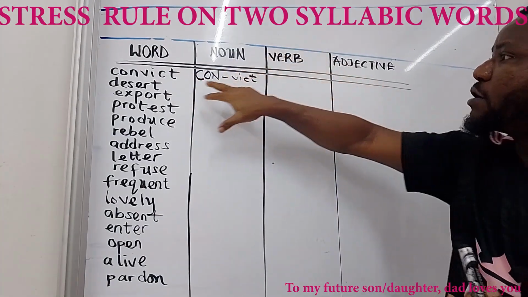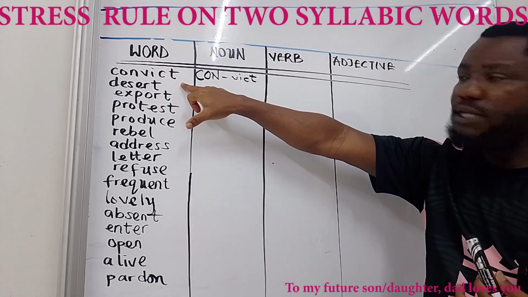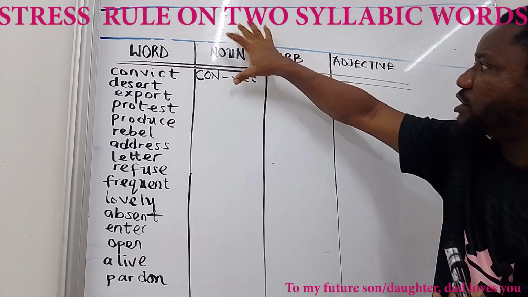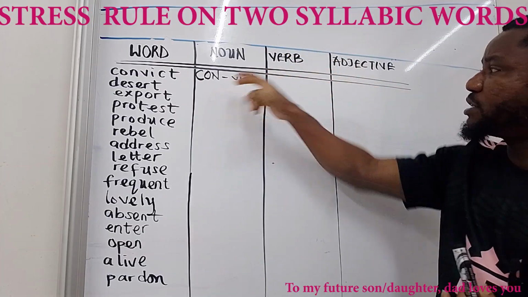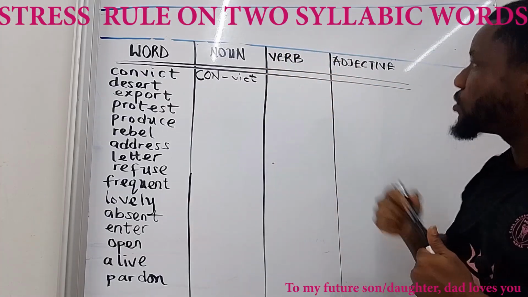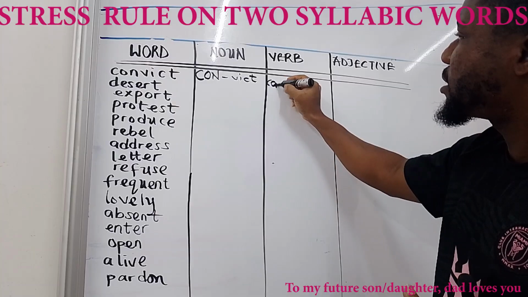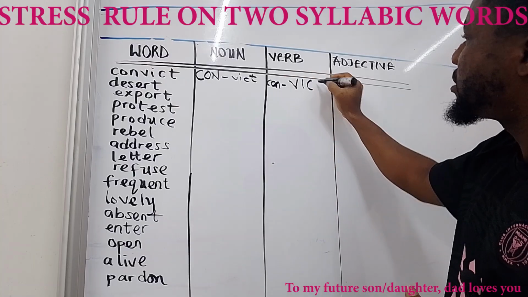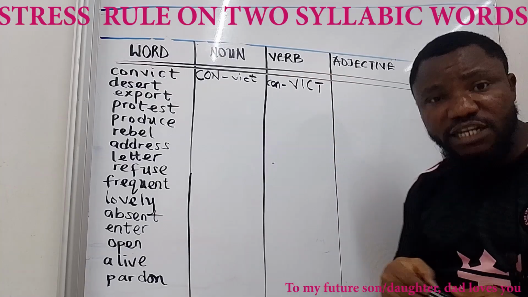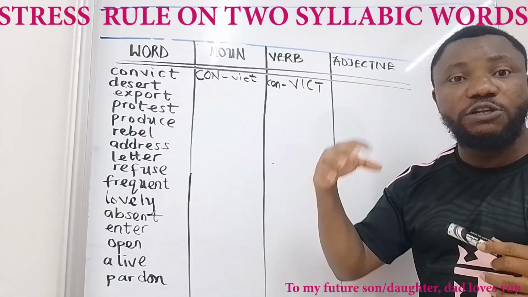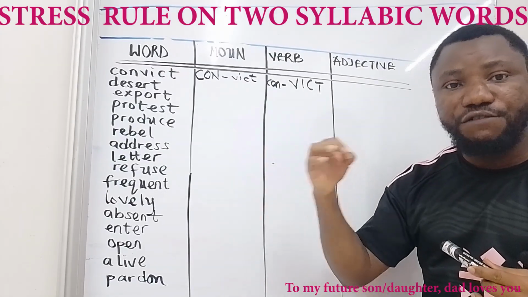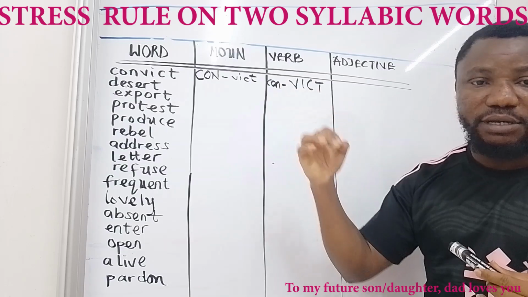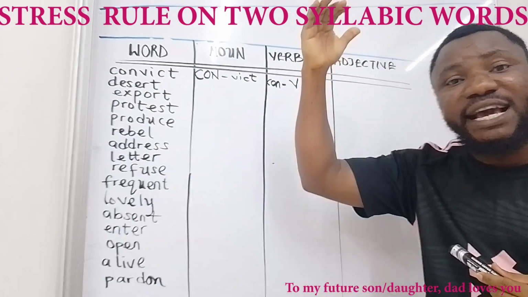So let's look at the verb. For the same word, convict. Now let's consider the same word convict as a verb. Remember, for the verb, the stress goes on the second syllable. So it is convict. He's been arraigned in court. That man has been arraigned in court. He is going to be convicted. He will be convicted.